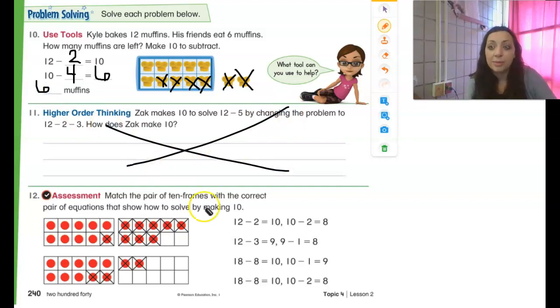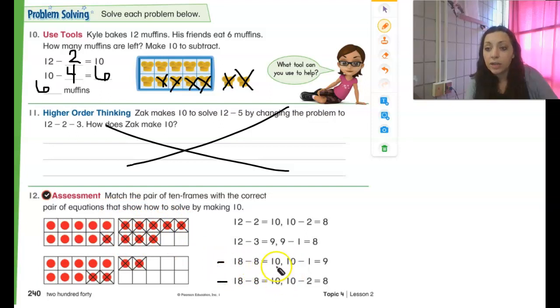All right, so we're going to play a matching game down here. It says match the pair of 10 frames with their correct pair of equations. Remember, equations is another word for a number sentence that shows how to solve to make 10. So on this first one, look, I had 10 and 8 more, so I started with 18, okay? And then over here, I took away 8, right? Because I crossed it off. So I started with 18, I take away 8, and that equaled 10.